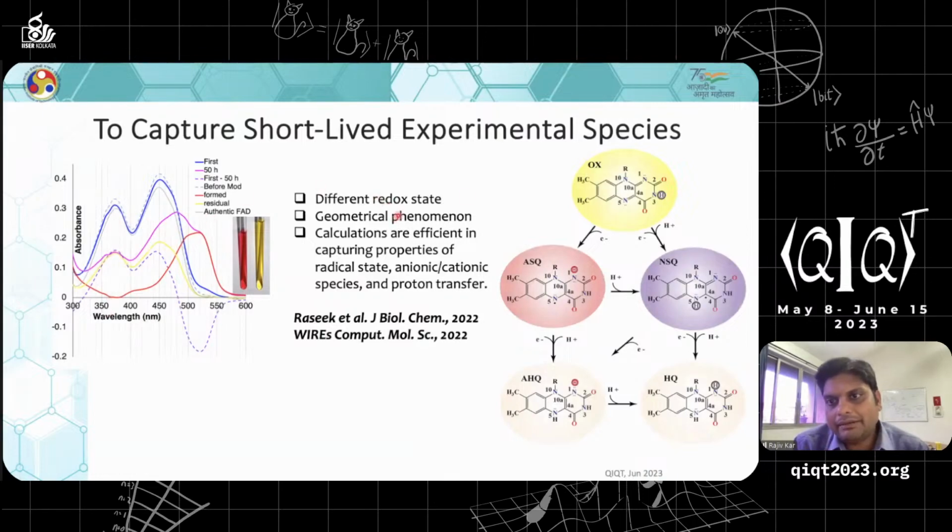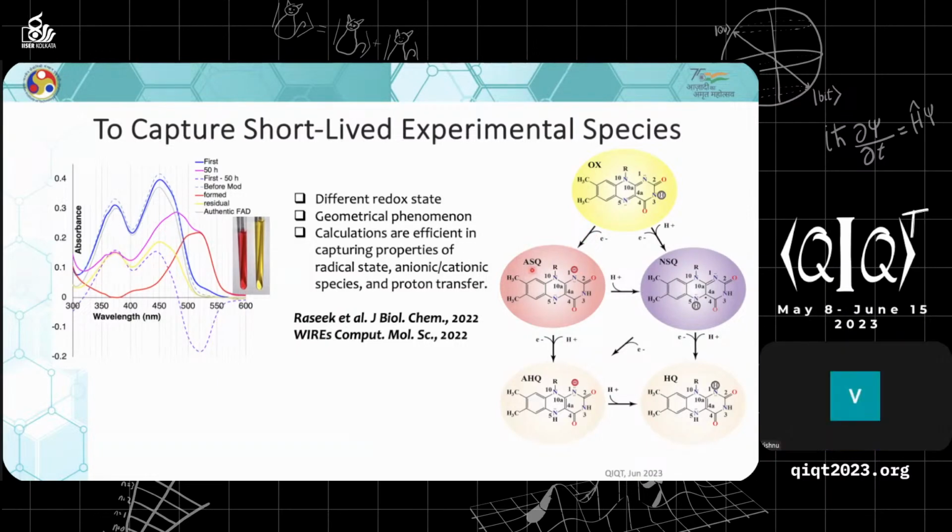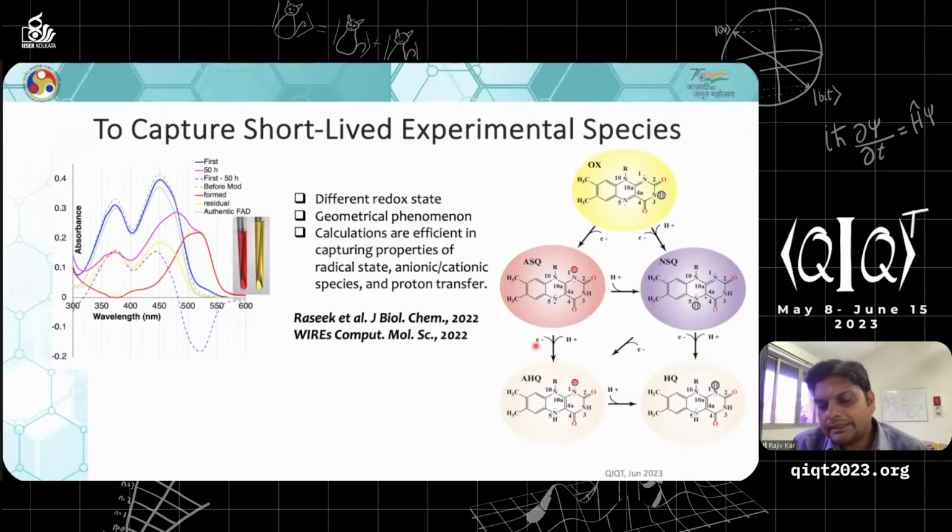So for example, here we have the completely oxidized state of the flavin molecule. But when it absorbs an electron, or absorbs an electron along with some proton, it will go into either a semiquinone state or a neutral semiquinone state. Again, in the next state, when it accepts one more electron or a proton, it will become a hydroquinone state, or again, after getting one more proton, it will become neutral hydroquinone.